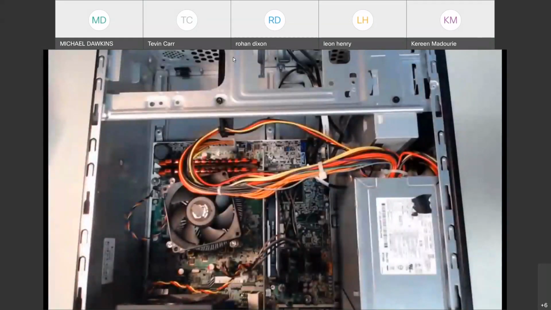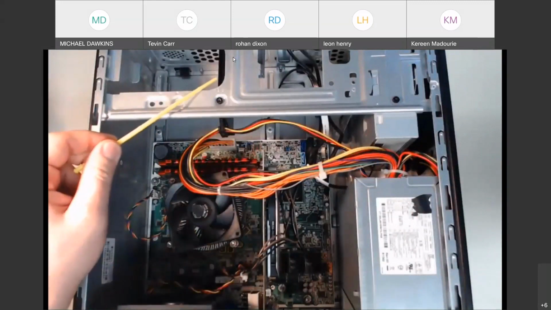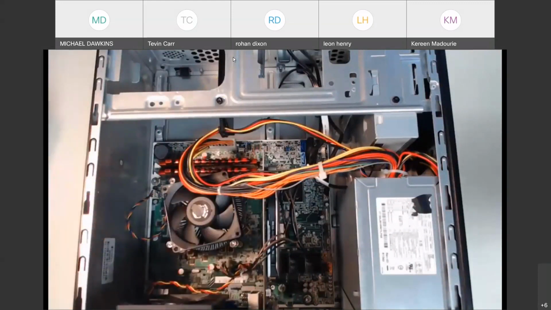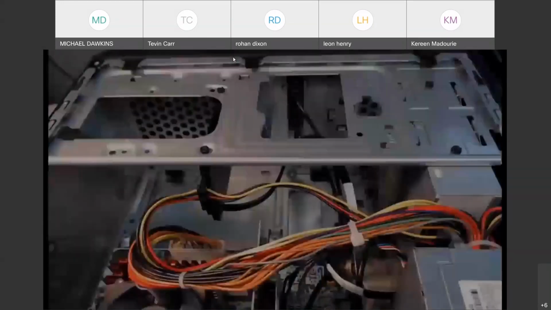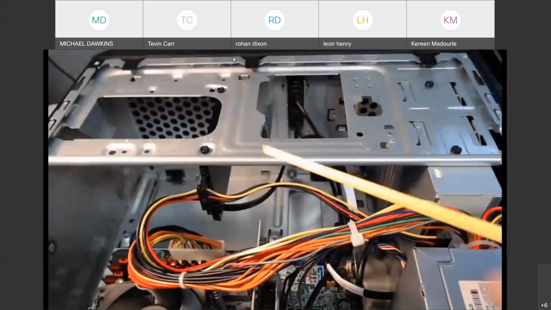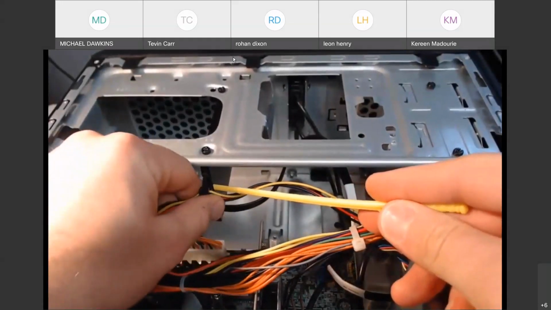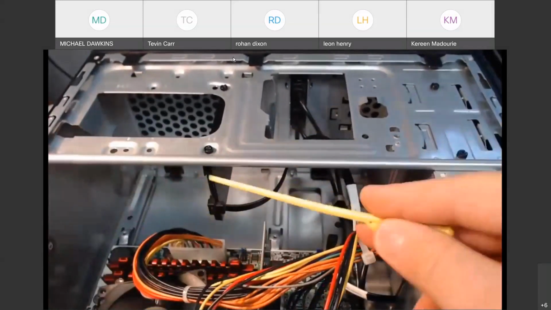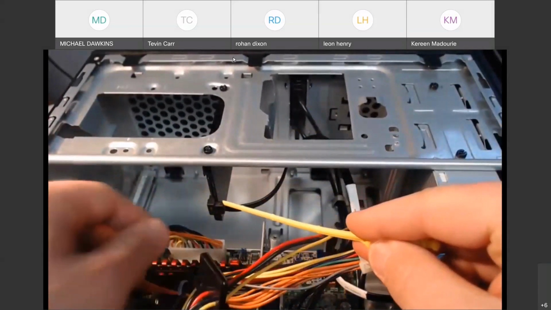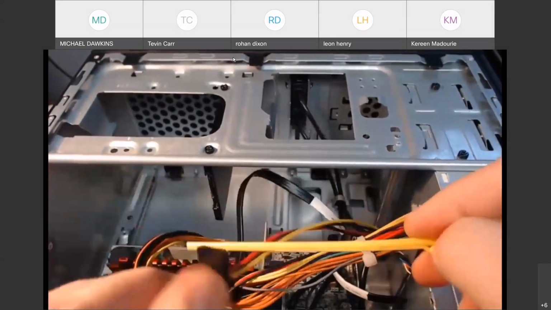With my case opened up and laying on its side, we can start with our hard drive. My solid state hard drive is mounted right here. We're going to zoom in on that, and we're going to disassemble. First, what we're going to do is take off the SATA power connector, which is right here. Safely pull that straight back and disconnect. Then we have the SATA data connector, which I can also pull and disconnect.